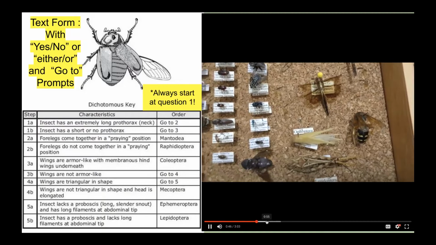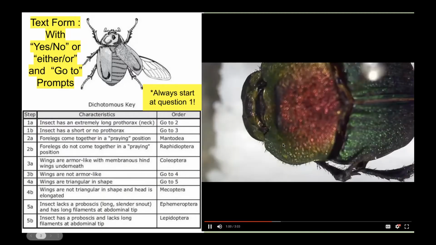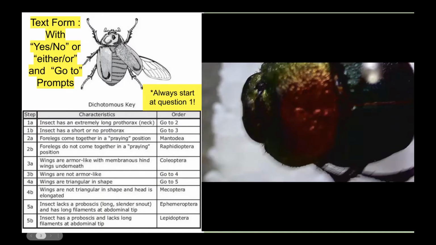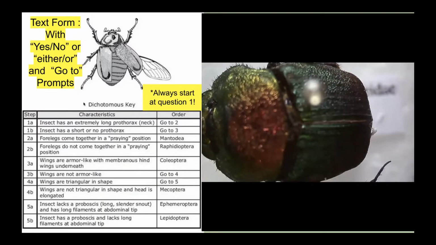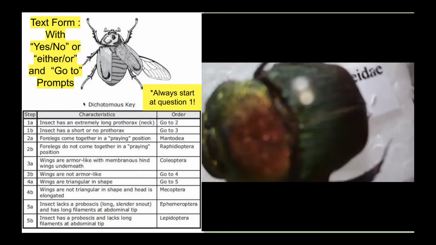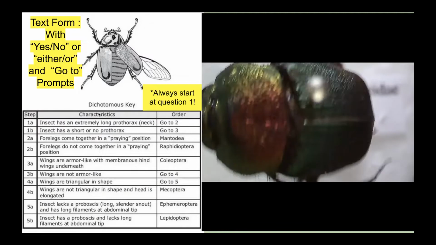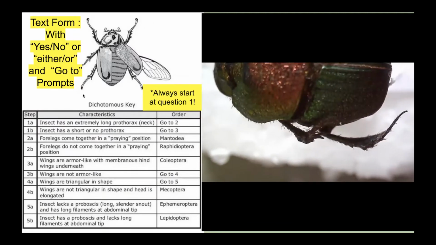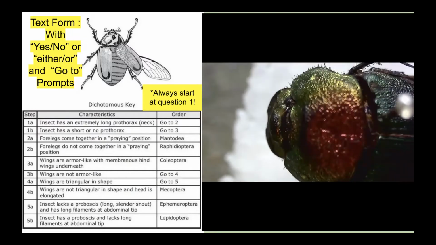And I actually zoomed in just a little bit on one. Here it is right here. So we're going to try and identify what order this insect belongs to. The way a dichotomous key works, there are going to be two options. You always start at question number 1. So this dichotomous key is a text form. It either is going to have yes or no questions, either or questions, or go to prompts.